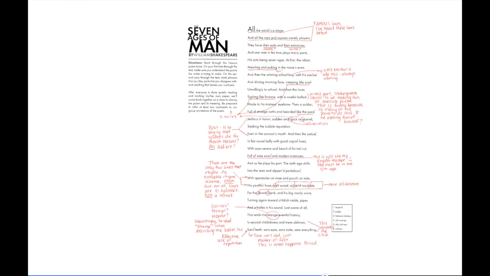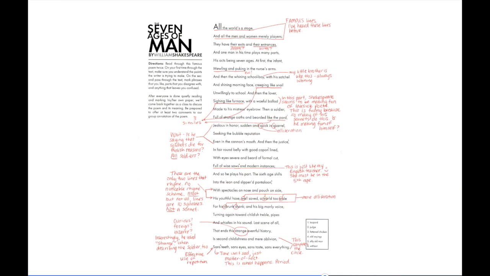All right, I hope you enjoyed that. That is, again, The Seven Ages of Man by Shakespeare. Now I'm showing you what my annotated version of the poem would look like. So let's jump in and I'll talk about some of these comments.